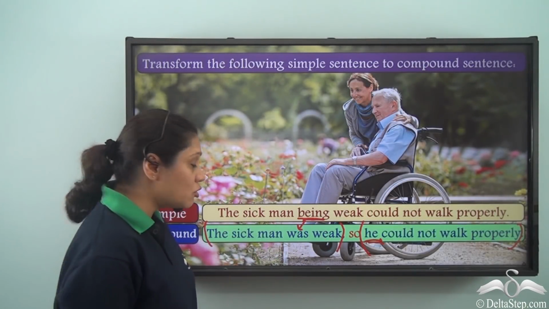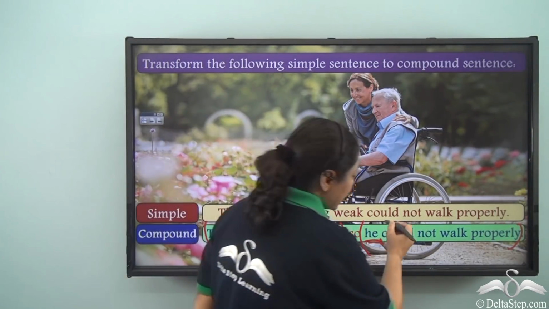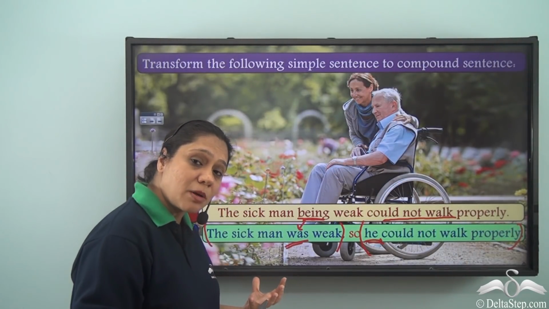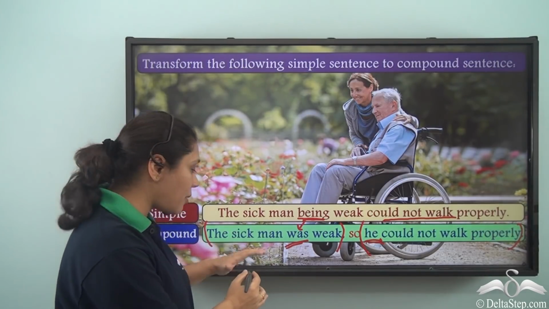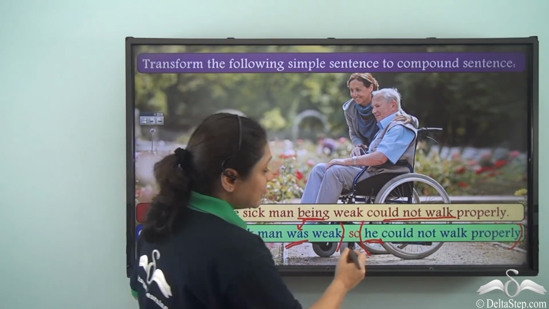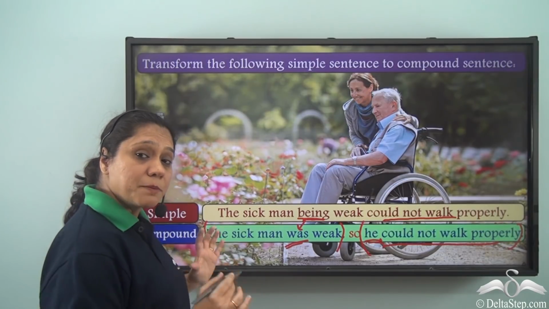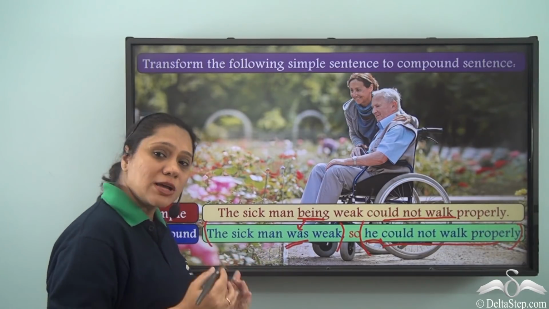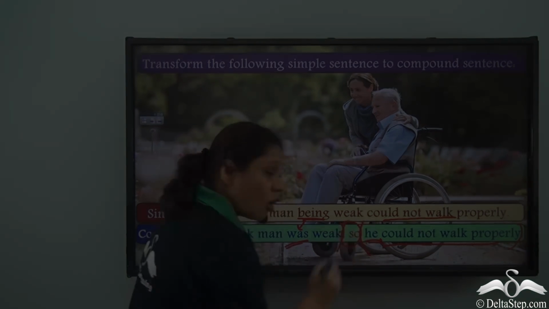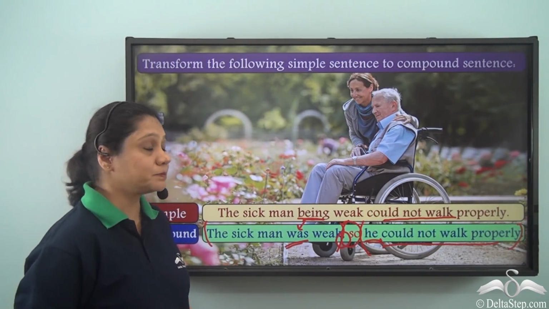Now, why have we used the past tense form was? Because this verb here, could not walk, is showing us a past tense form. So we have used the past tense form of being here, which is was. Now, we have kept this part as it is. He could not walk properly. And both these clauses show a cause and effect relationship. So we have used the conjunction so, and we have put a comma after the first clause.